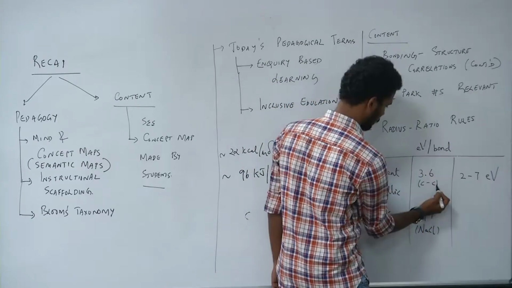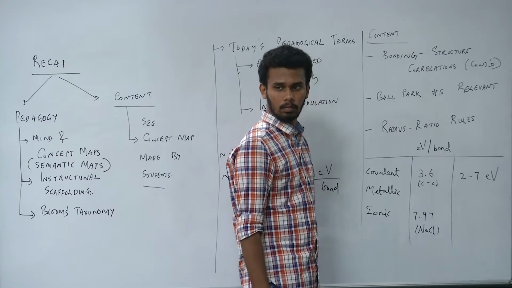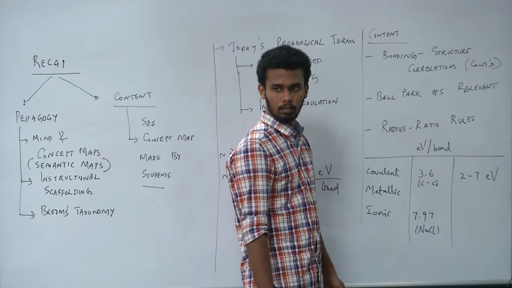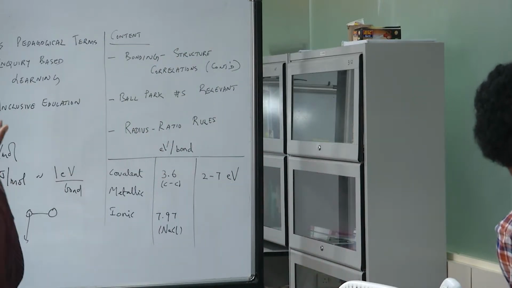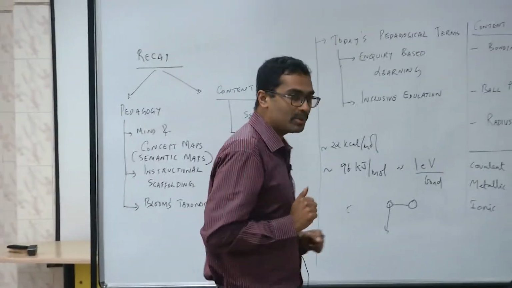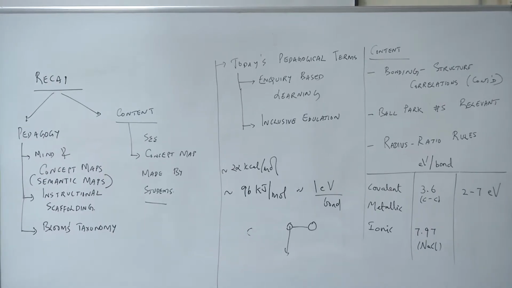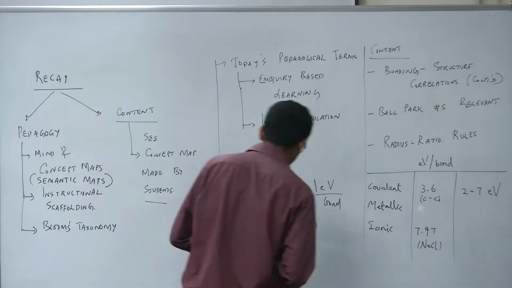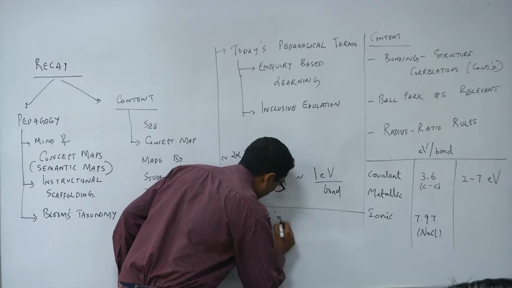So, for another ionic compound, can you tell me an example of another ionic compound for which you got some data? Sodium chloride you have already given, 7.97 electron volts per bond, that's already written there. Actually, what I am finding is you probably do not know how to distinguish an ionic bond from a covalent bond. There is a very simple thumb rule I will give you, which you can use. There is a quantity called Pauling's electronegativity.